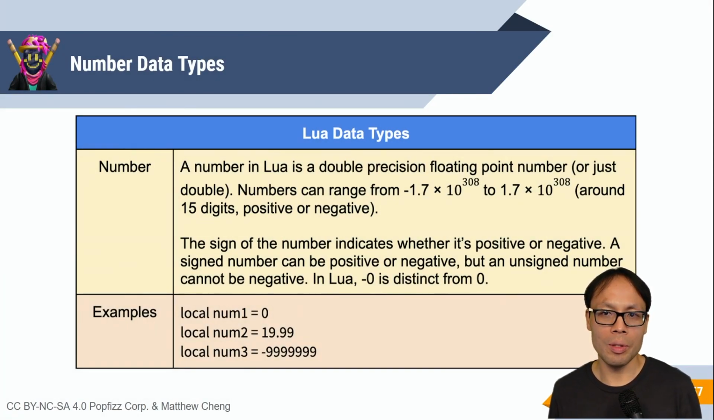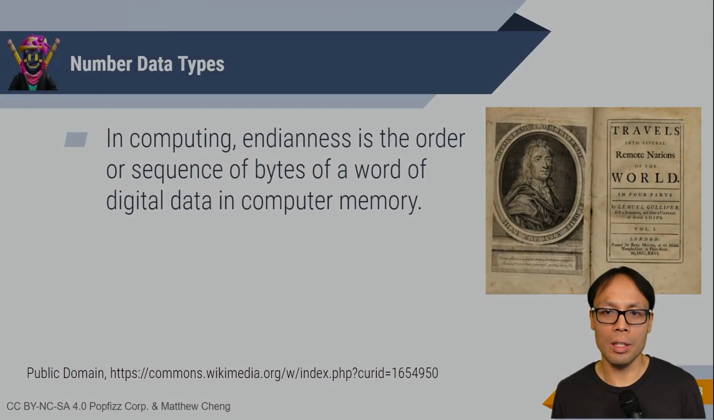Numbers are another data type in Lua, and they are double precision floating point numbers, which means that numbers range from 15 digits, either positive or negative. Now, if we wanted a negative sign, we would just put a minus ahead of the number. So for example, we have local num equals 0, local num2 equal 19.99, and then we have local num3 equal negative 99999. Unlike other programming languages, there's no distinction between, let's say, integers and floating point numbers. It's simply known as number in Lua.